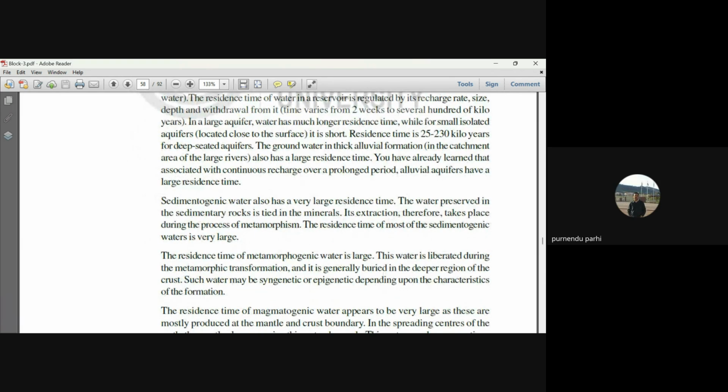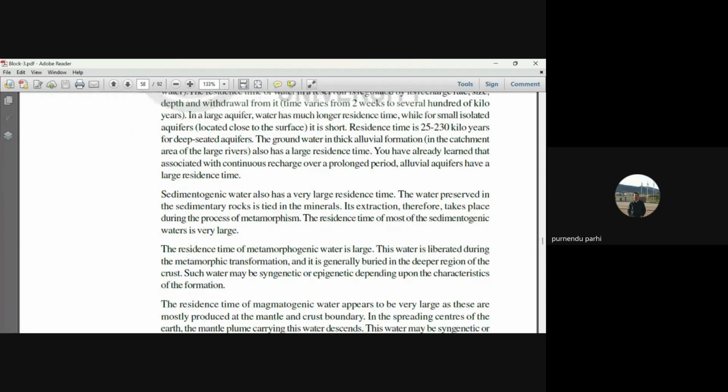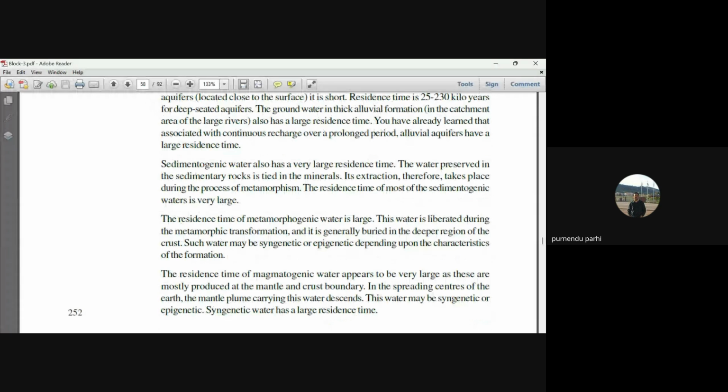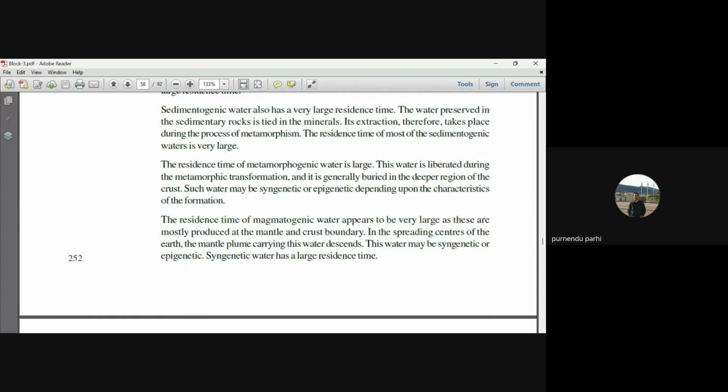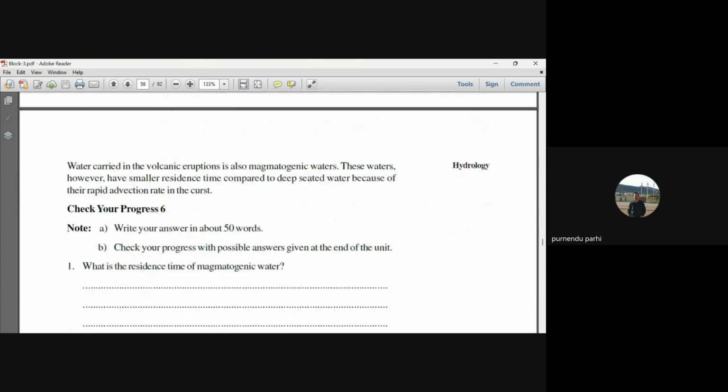Sedimentogenic water also has a very large residence time. The water preserved in the sedimentary rock is tied in the minerals. Its extraction therefore takes place during the process of metamorphism. The residence time for the metamorphosing water is large. The residence time for the magmatogenic waters appears to be very large, as they are mostly produced at the mantle and crust boundary. In the spreading center of the earth, the mantle plume carrying this water descends. The water may be syngenetic or epigenetic. Syngenetic water has a large residence time.